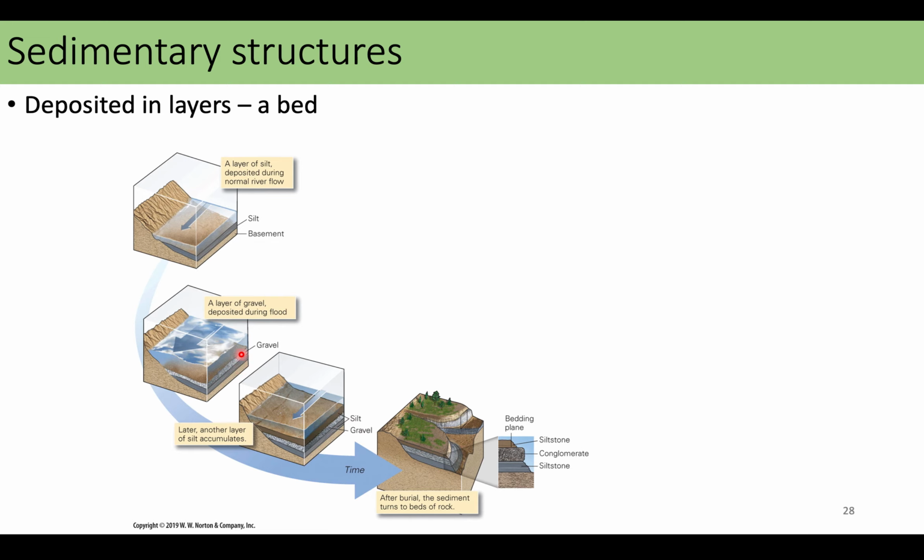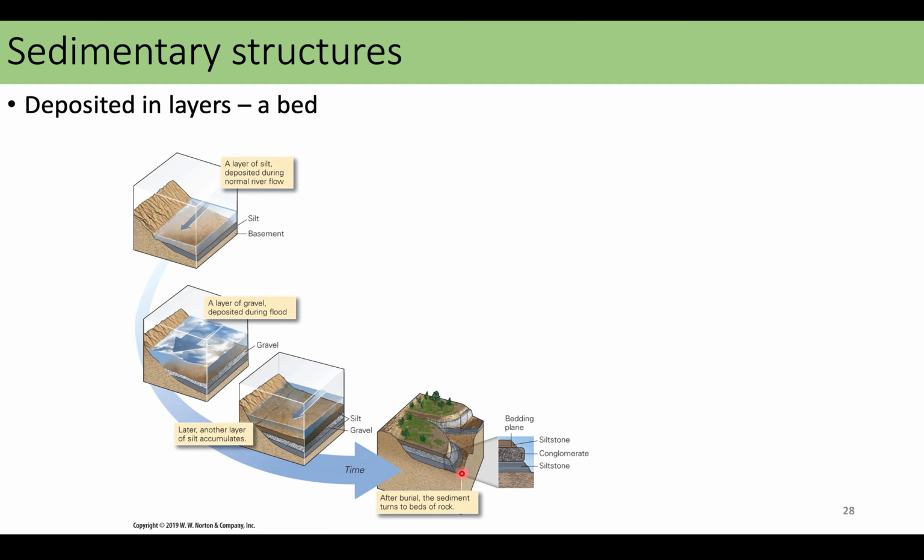After that layer of silt is there, there's a flood, which will then deposit a layer of much larger grained gravel. During that flood, a very large amount of gravel is going to be deposited. The water will recede back down after the flood, and then another layer of silt is going to accumulate. So now we have our basement rock, whatever rock was there previously. We're going to have a layer of silt, that layer of gravel from the big flood, and then another layer of silt. Over time, this will all be buried, cemented, lithified into solid rock.